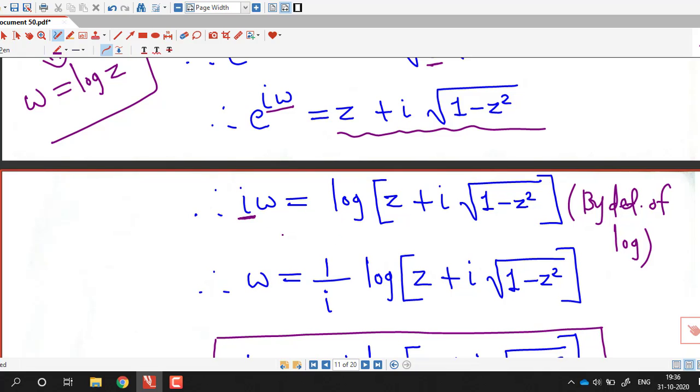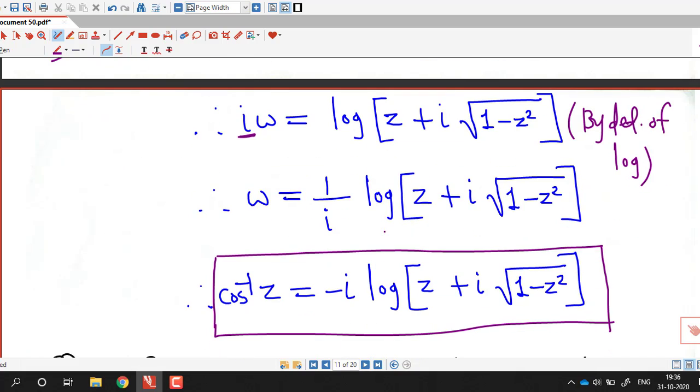Now we transfer this i on the left hand side, so we have 1 over i log of z plus i under root 1 minus z square, and 1 upon i is nothing but minus i, and w is cos inverse z. So we are able to prove that cos inverse z is minus i times log of z plus i into under root 1 minus z square. So this formula is useful in solving this type of equations.